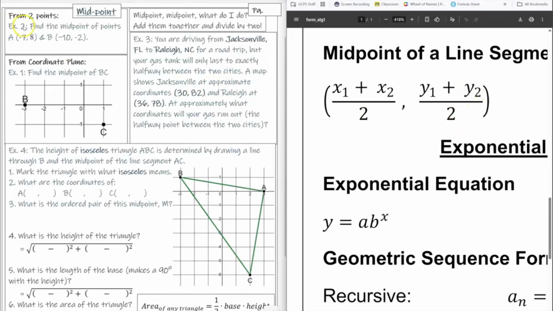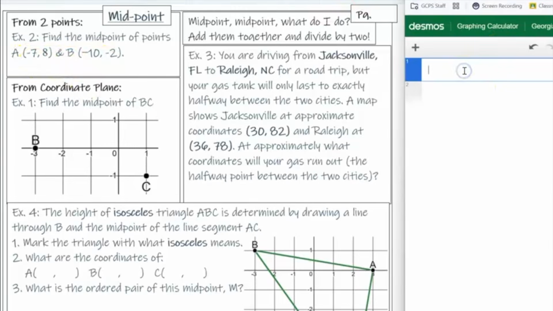So, different representations of the questions they might ask you. They might give you 2 points and say, find the midpoint of these 2 points. So what is the midpoint of these 2 points? Midpoint, midpoint, what do I do? Add them together and divide by 2. You can see I put x and y so I can be ready to add them together and divide by 2.